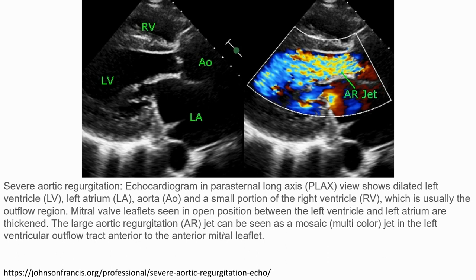Severe aortic regurgitation on echography in the parasternal long axis view shows the left ventricle, left atrium, aorta, and a small portion of the right ventricle, which is usually the outflow region. The mitral valve leaflets seen in the open portion between the left ventricle and left atrium are thickened. The large aortic regurgitation jet can be seen as a mosaic jet in the left ventricle outflow tract anterior to the anterior mitral leaflet.